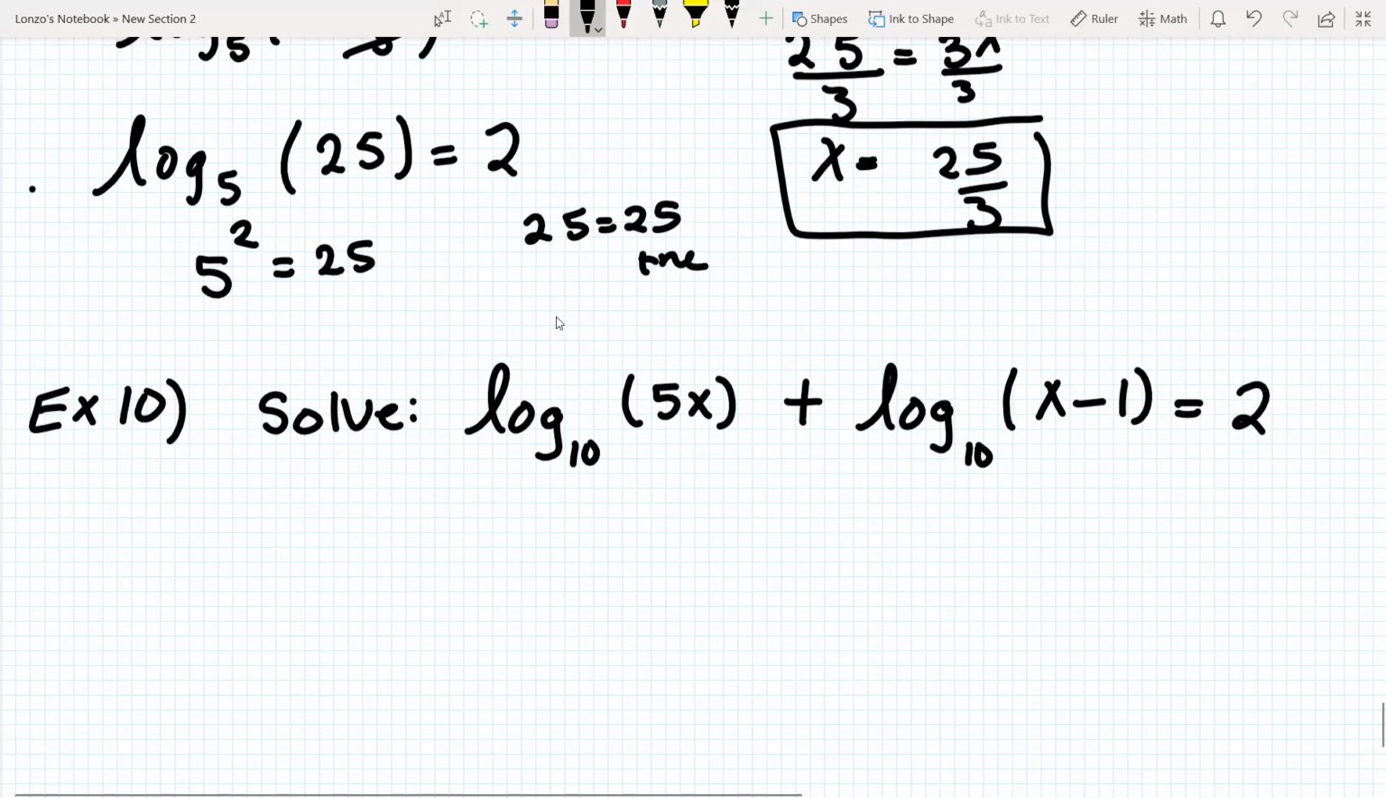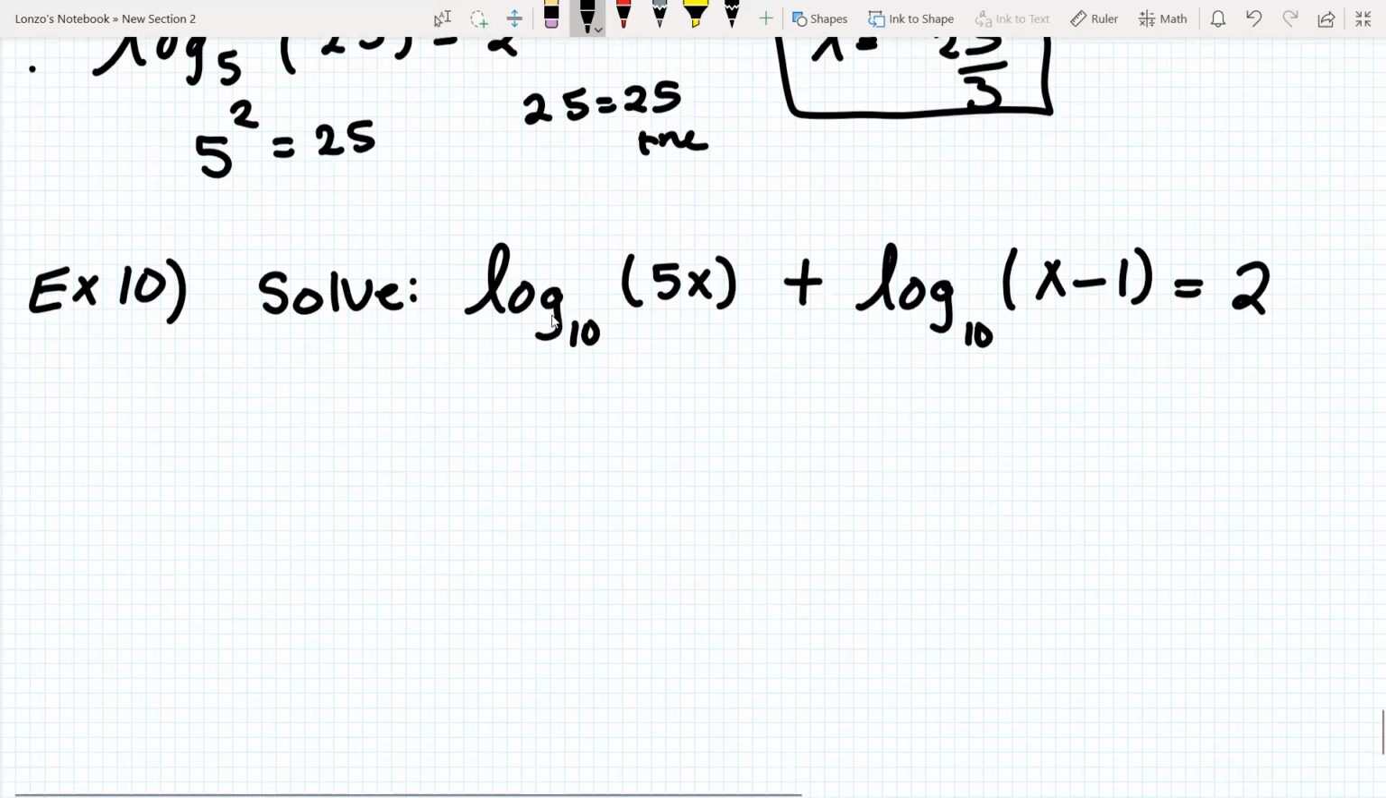Okay, let's do example 10. This is our last one. We have log base 10 of 5x plus log base 10 of x minus 1 equals 2.